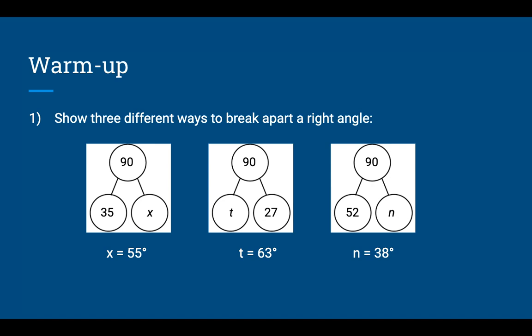You said that 35 plus something equals 90, or you could say 90 minus 35 equals x. And in this case, 35 goes with 55 to make 90. In the second number bond, you see that something goes with 27 to make 90, or 90 minus 27 equals t. In this case, 63 and 27 go together to make 90. In the third example, 52 plus something makes 90, or 90 minus 52 is that missing part. And in that case, 38 and 52 go together to make 90. So this is hopefully reviewing some of the work you've done, breaking apart a right angle.